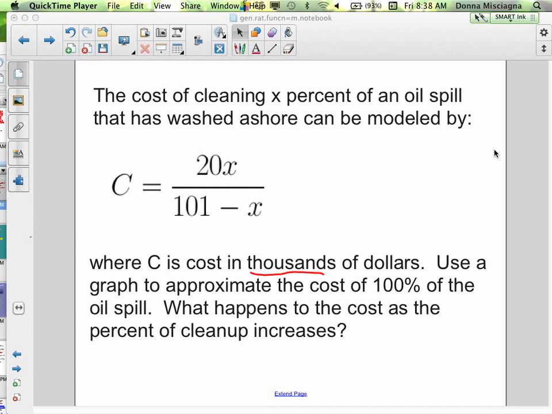So when we solve for C, like say we get 5, right? So it's now $5, it's $5,000. Use a graph to approximate the cost of 100% of the oil spill. What happens to the cost as the percent of cleanup increases? All right, so X here is the percent we're cleaning up, and C is how much that's going to cost us to clean it up.